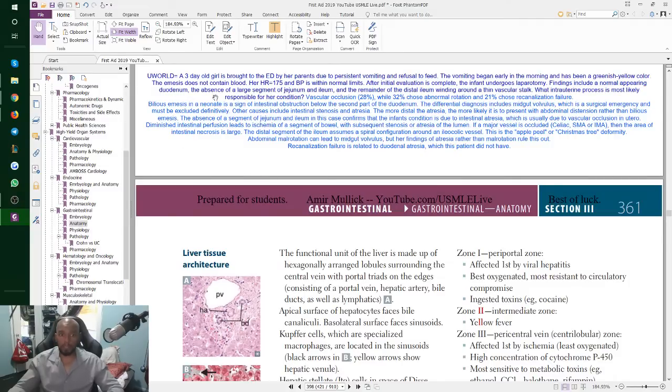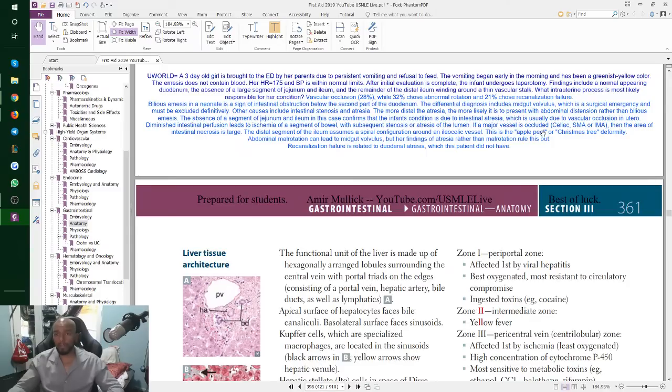So bilious emesis in a neonate is a sign of intestinal obstruction below the second part of the duodenum. The differential diagnosis includes midgut volvulus, which is a surgical emergency and must be excluded definitively. Other causes include intestinal stenosis and atresia. The more distal the atresia, the more likely it is to present with abdominal distension rather than bilious emesis. The absence of a segment of jejunum and ileum in this case confirms that the infant's condition is due to intestinal atresia, which is usually due to vascular occlusion in utero. Diminished intestinal perfusion leads to ischemia of a segment of bowel with subsequent stenosis or atresia of the lumen.